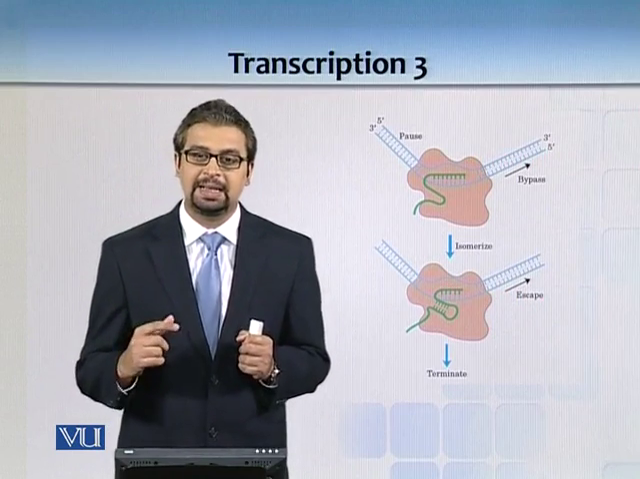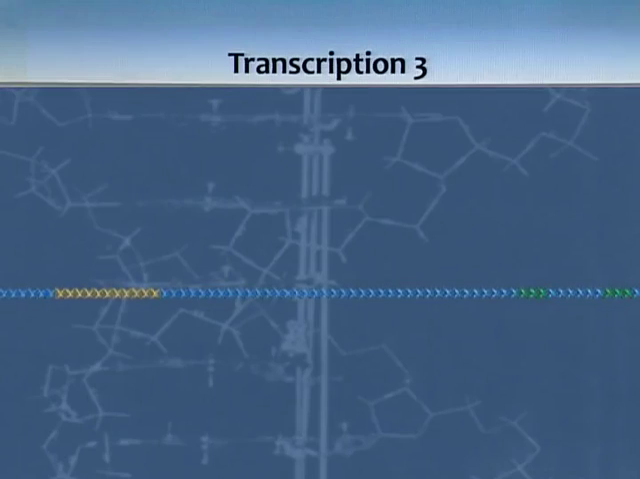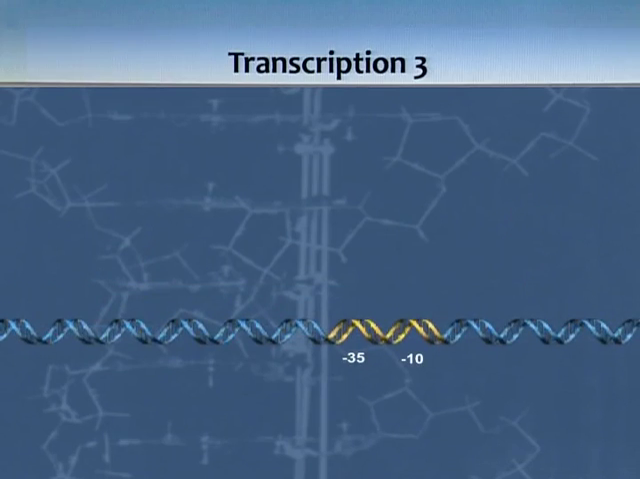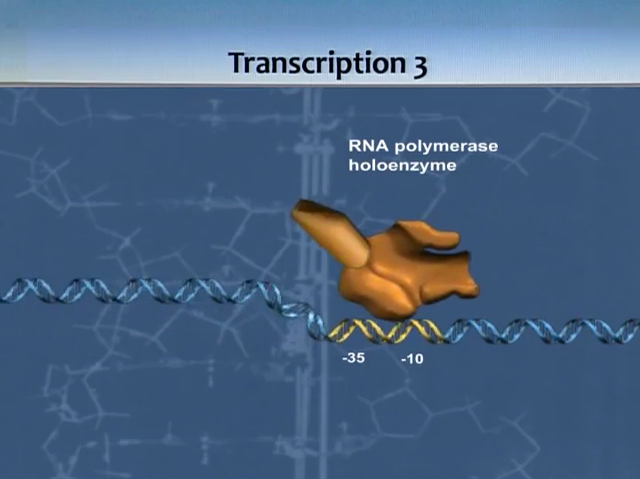It can be better seen in an animated video. Let me show you that. Transcription is initiated just beyond the yellow promoter region and is terminated at the green terminator site. The sequences of the promoter at positions 35 and 10 nucleotides upstream from the transcription start site are critical to initiating transcription. In order to initiate transcription in bacteria, core RNA polymerase and sigma factor form a holoenzyme. Sigma factor recognizes the sequence of DNA at the promoter region.